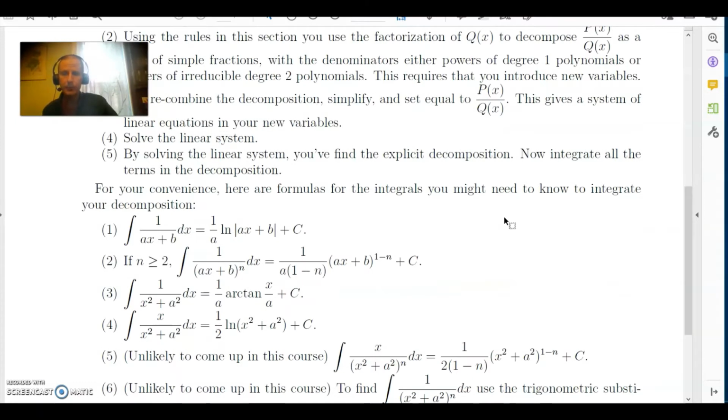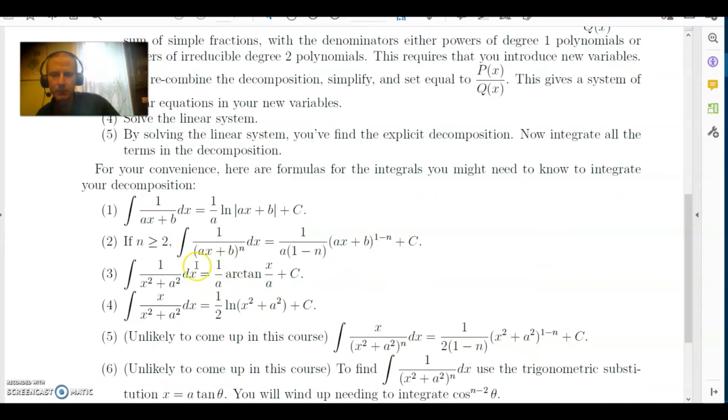And now for your convenience, I've listed integrals of what all the terms in your decomposition might look like. Every term in your decomposition is going to be one of these forms. To be perfectly honest, you might have to complete the square or something to get it to some of these forms, but in principle, you know how to do that, right? And there just might be other constants thrown around.